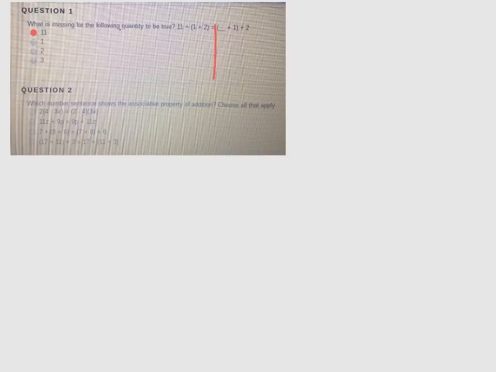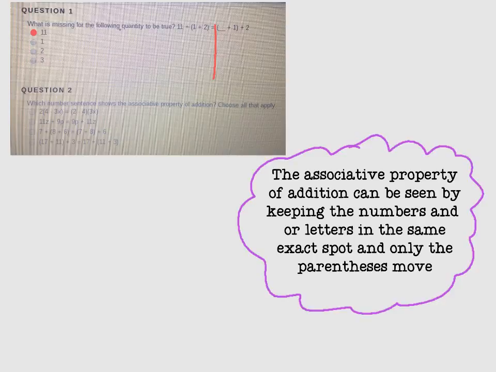Question number 2. What number sentence shows the associative property of addition? Please copy that down. The associative property of addition can be seen by keeping the numbers or letters in the same exact spot. And the only thing that's different is the parentheses. They moved. So we're looking for addition. Number 1 cannot be the answer because it has multiplication in it. So let's not pick that one. Number 2 has addition. Let's see what happens on the second answer choice.